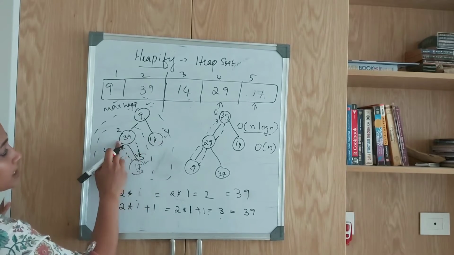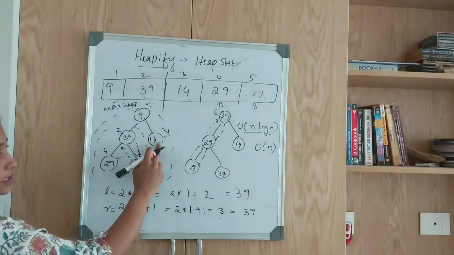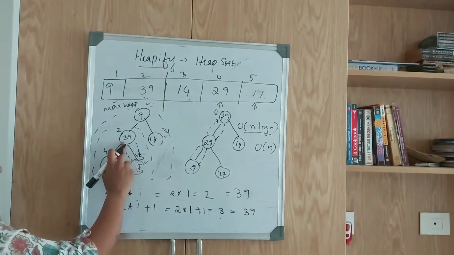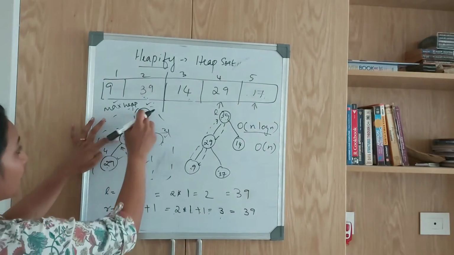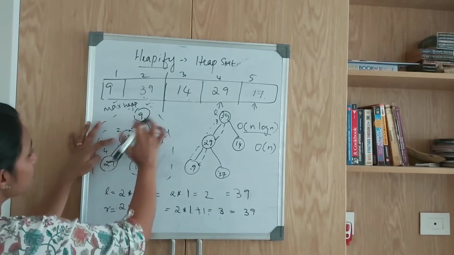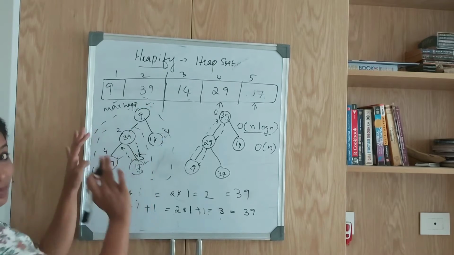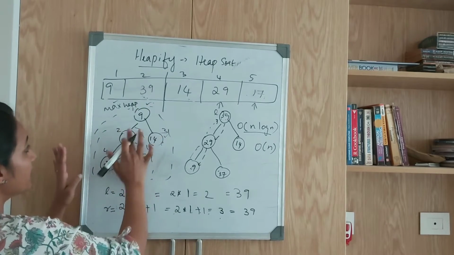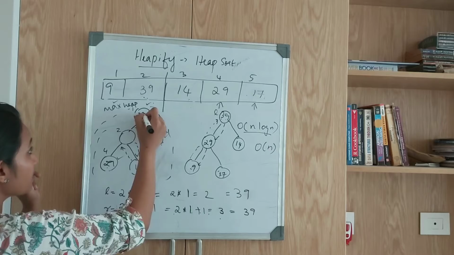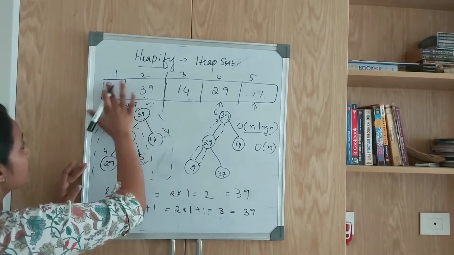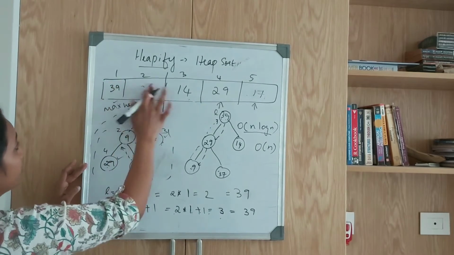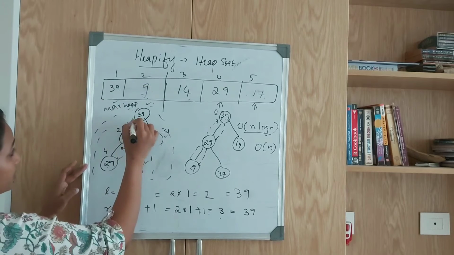So let's see which one is greater, 39 or 14. Here 39 is greater. So pick 39 and check with its parent. So now when you check, 39 is greater than its parent, right? So now it is not a max heap, so you have to make it a max heap and swap it. So this 39 is going to come here and 9 is going to come here. So you did a swapping.